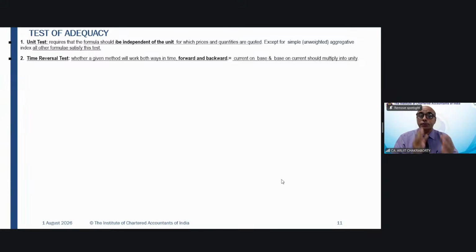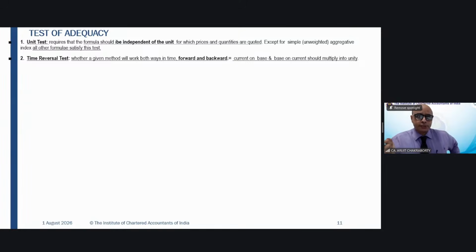We refer to it as the TRT. This means that the index number formula should work both ways. Now, when we look at the forward movement, we say P01. That means index of year 1 with the base of year 0. P01. If you reverse it, यानी backward if you do, so P01 जो हम लोग लिखते हैं वो अभी हो जाएगा P10. That means the price of the base year with respect to the current year.